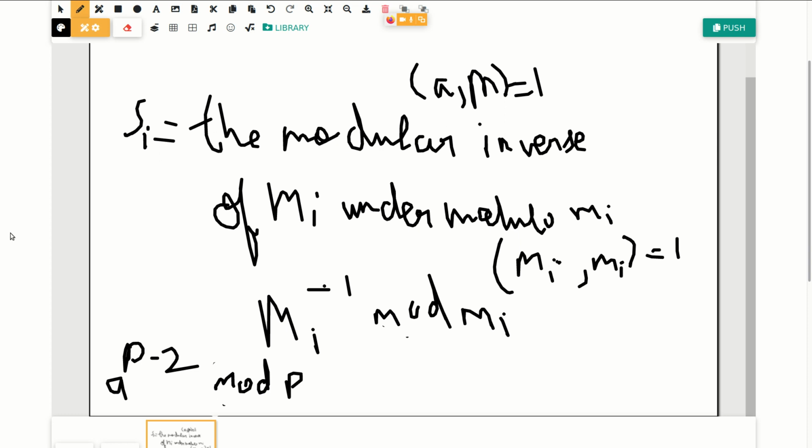Can you explain again? Any capital Mi is equal to capital M divided by small mi. So there would be no contribution of small mi in this. It will be the product of all the other mi's, and since all the other mi's have a GCD equal to 1 by the definition of the Chinese remainder theorem, which we just did, that all the mi's are pairwise co-prime, that means it has to have a GCD equal to 1 with small mi.